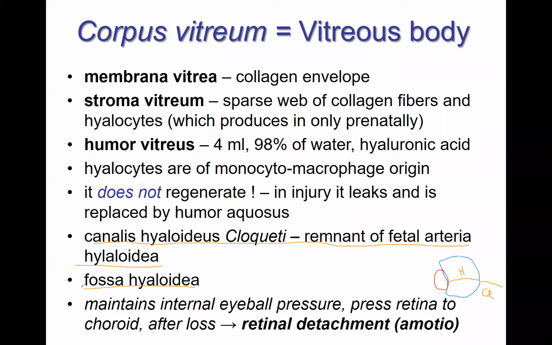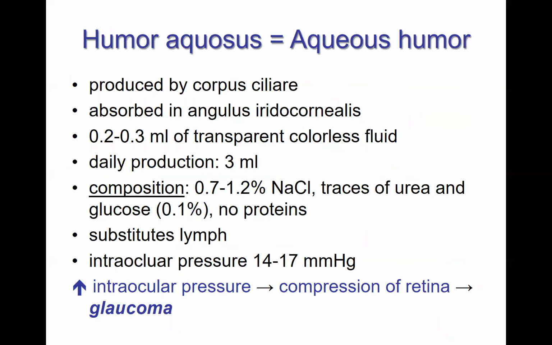Here I underline the fossa. The fossa is this, yeah. The fossa is the impression of the lens. So important is the volume, and important is the function, that it maintains the internal eyeball pressure, and after loss, retinal detachment, in Latin amotio, can happen. So this is the function of the vitreous body.